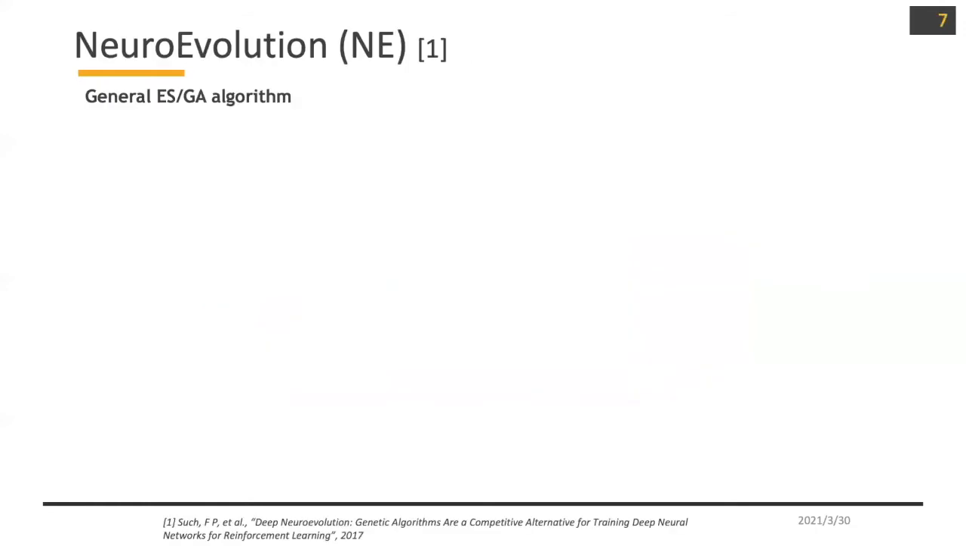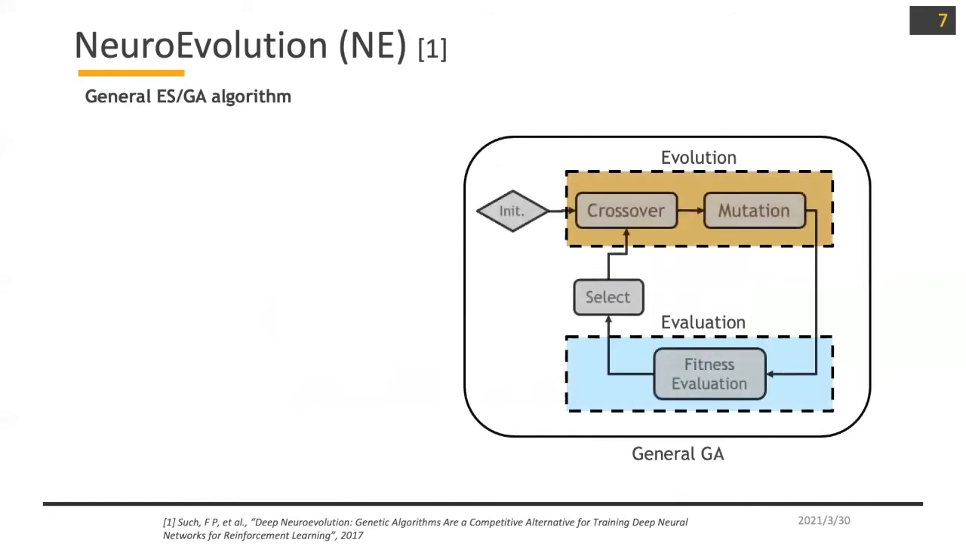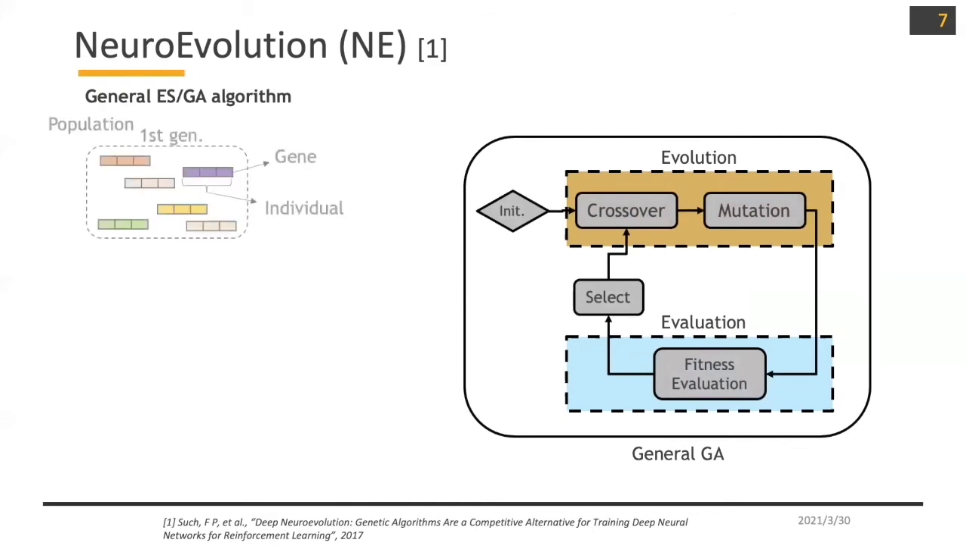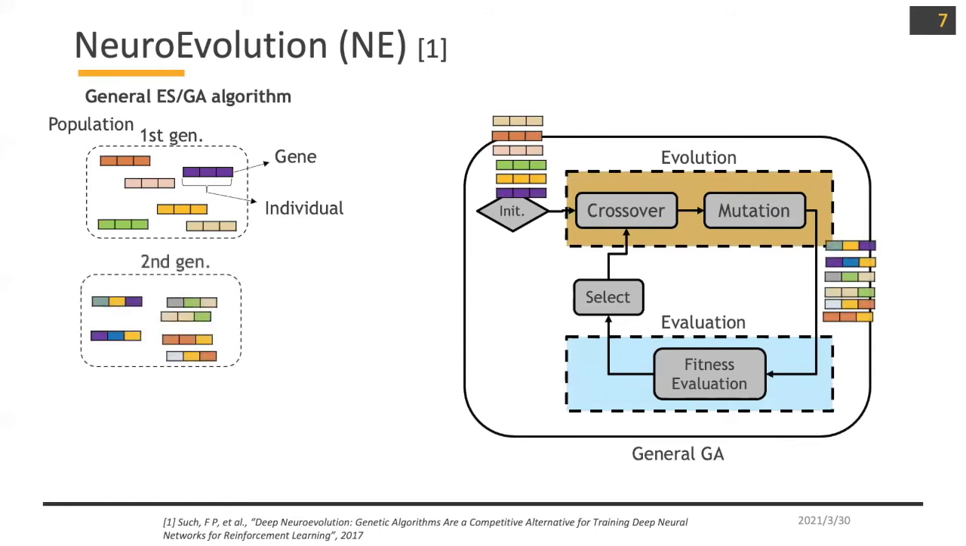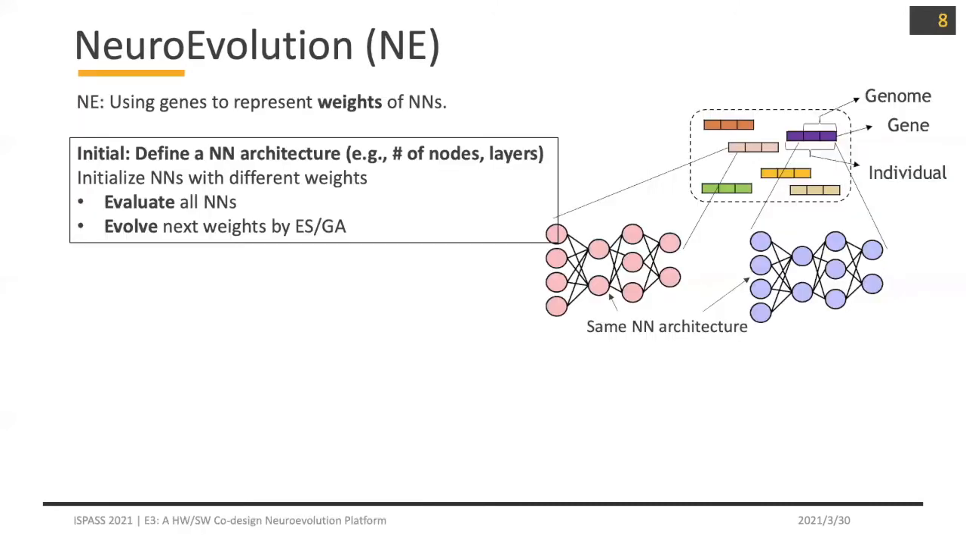Another one is neuroevolution. Neuroevolution is an ES or GA based algorithm. So now let's look at how general ES or GA works. ES or GA has two parts, evolution and evaluation, and there are some dedicated functions in them. At the start, we initialize a population. In one population there are many individuals, and in each individual the basic unit is the gene. After initialization, the population goes into the algorithm and you evolve them. Then you evaluate their fitness, pick the good ones as parents to generate the next generation, and so on.